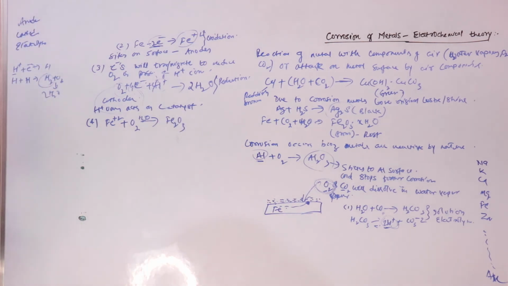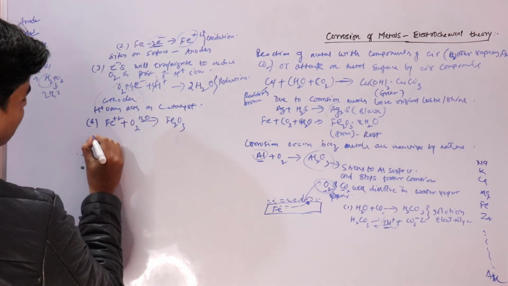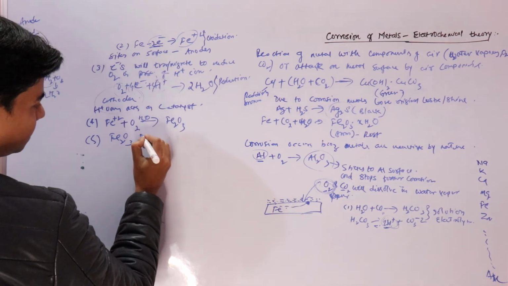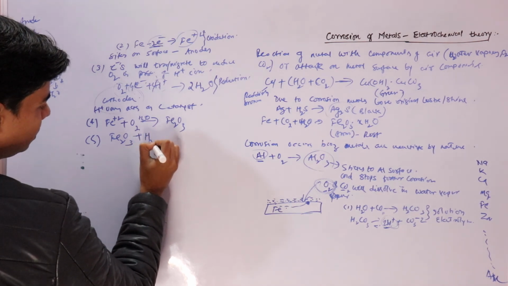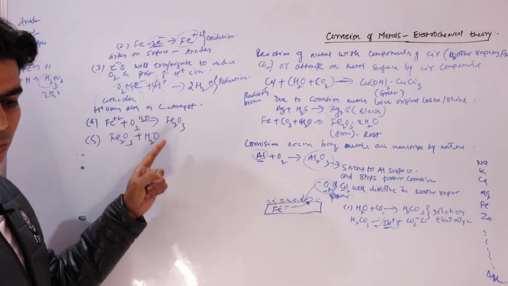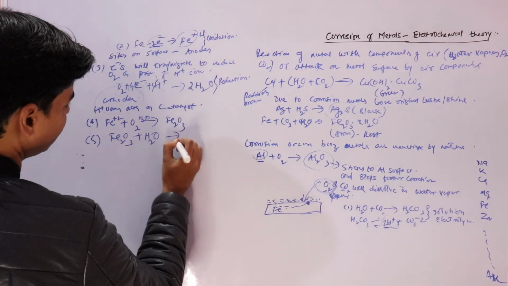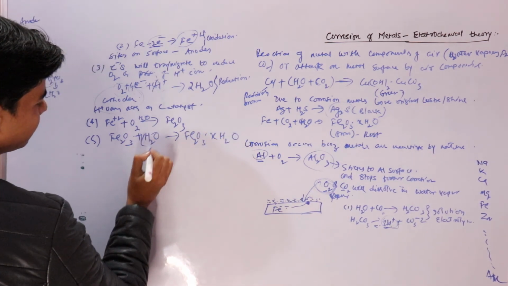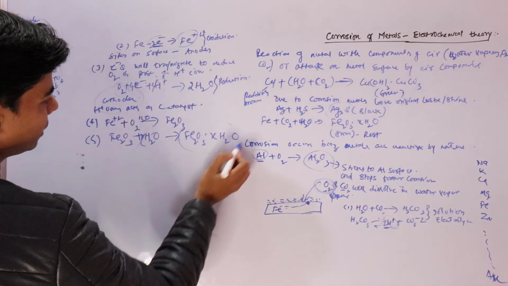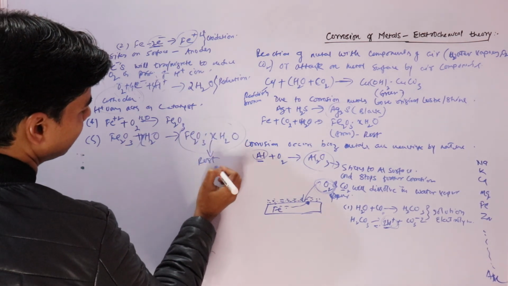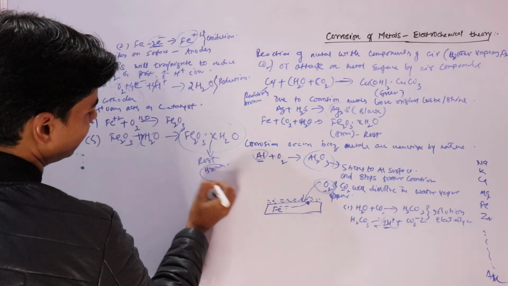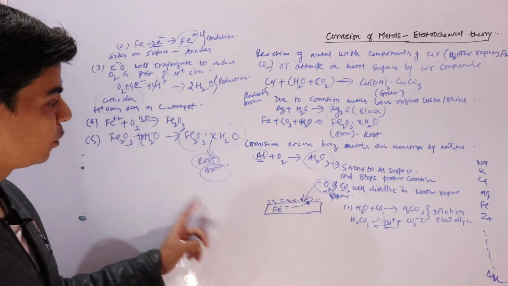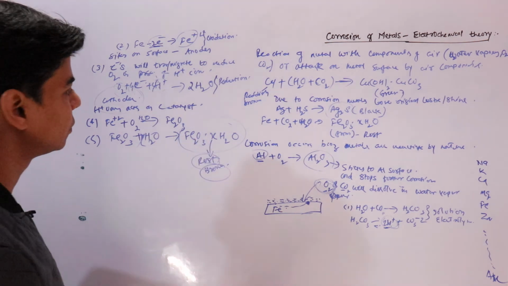Now this Fe2O3 will undergo hydration, that is, it will combine with X molecules of water to form hydrated ferric oxide. This is your rust, which is brown in color, and it is a porous material. It will fall off from the surface of iron, hence exposing the lower layers of iron for further corrosion.